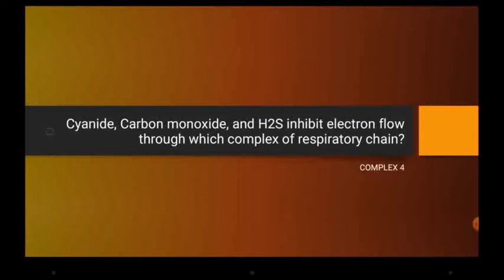Cyanide, carbon monoxide, and hydrogen sulfide inhibit electron flow through which complex of the respiratory chain? Well, the answer is complex number 4. Cyanide combines with cytochrome oxidase and prevents the transfer of electrons to oxygen. So the answer is complex number 4. The next question.